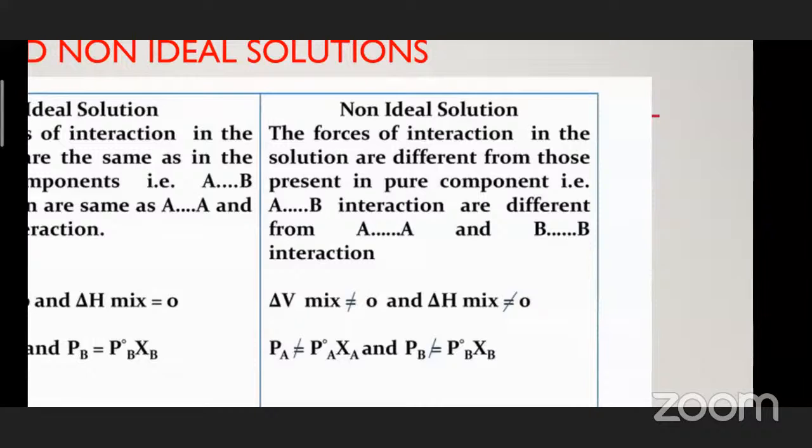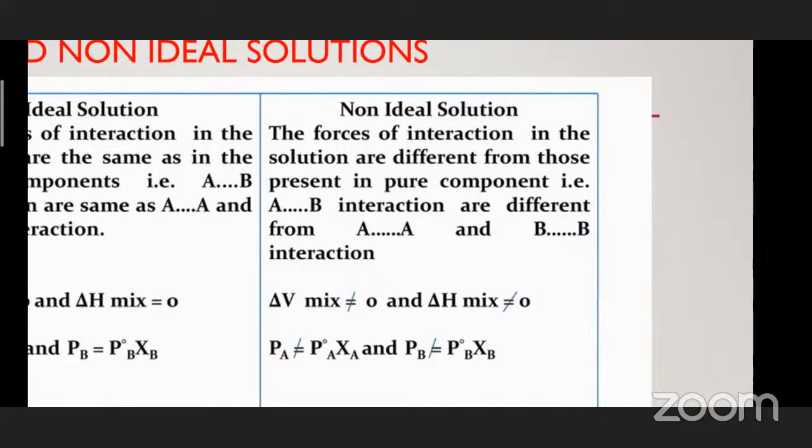And for non-ideal solutions, delta H mix, that is the heat of the solution, is not zero. That means after we mix the solute and solvent, either heat is absorbed or heat is released. When we say either heat is absorbed or released, it means there is a change in the temperature. Heat is related to temperature, right? So when we form solutions of non-ideal behavior, there is a change in the temperature.